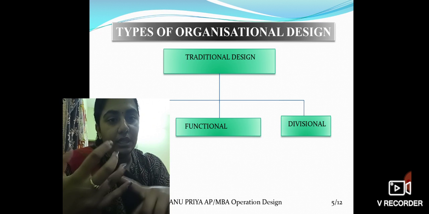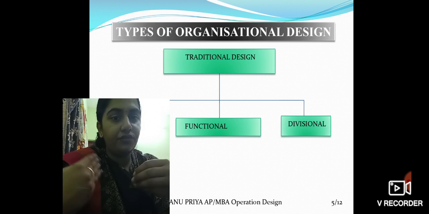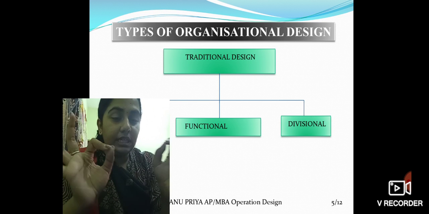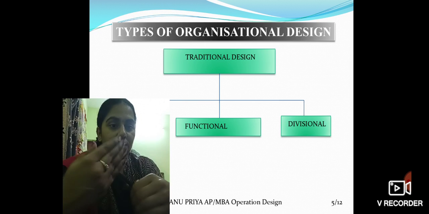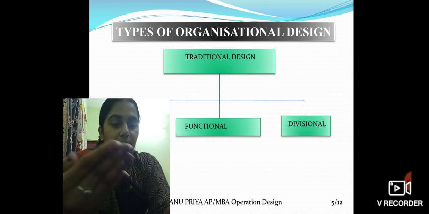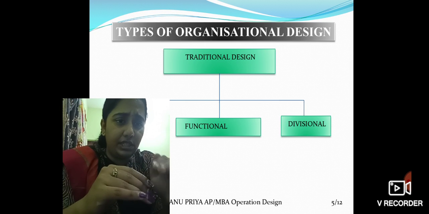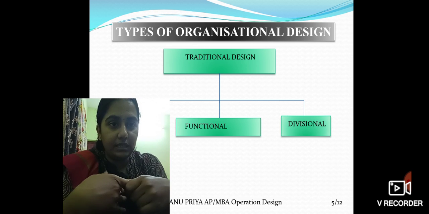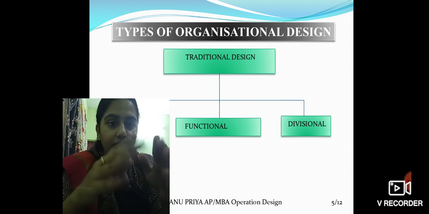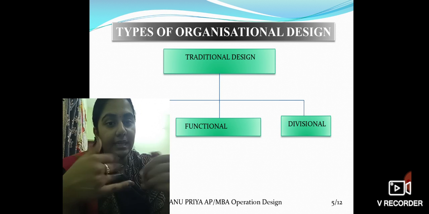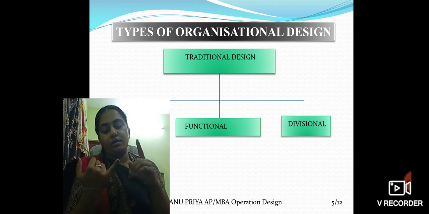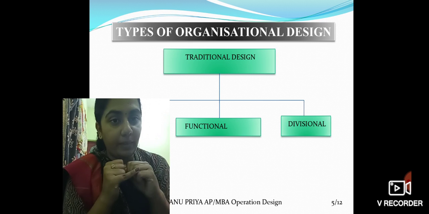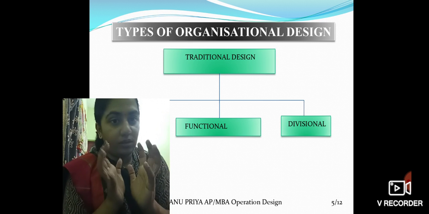What is functional? Functional means we have some kind of functions which the organization includes. The functions come from the functional areas. Next is divisional. Divisional means that in an organization there will be many divisions, for example, we'll take a supermarket. It is also an organization.